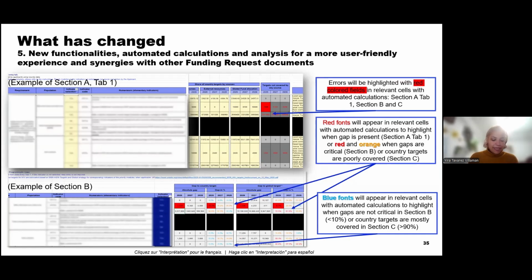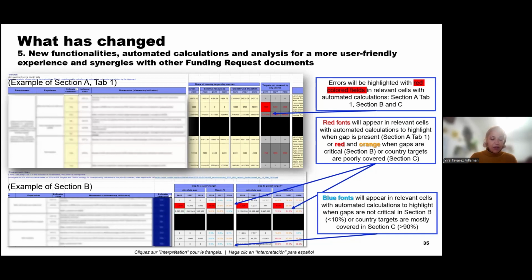This new programmatic gap table also has new functionalities for a more user-friendly experience and easy reference of critical aspects to inform the narrative and other documents of the funding request. For example, red-colored fields will always indicate errors which the applicant should correct before submission.